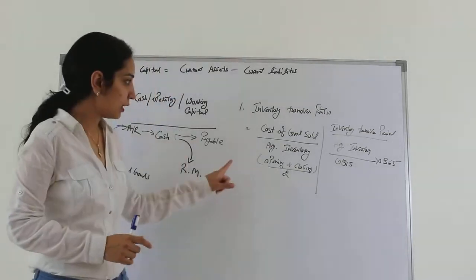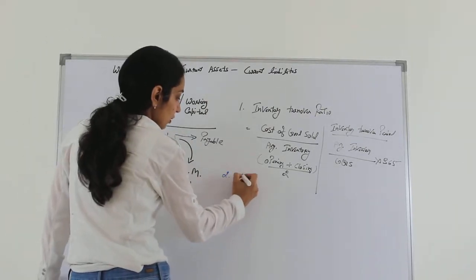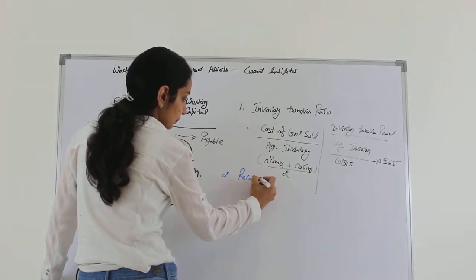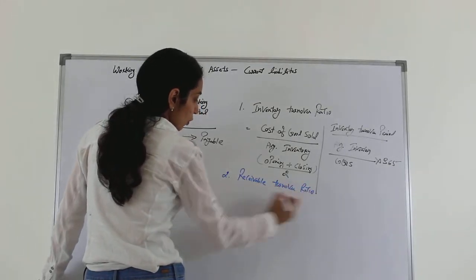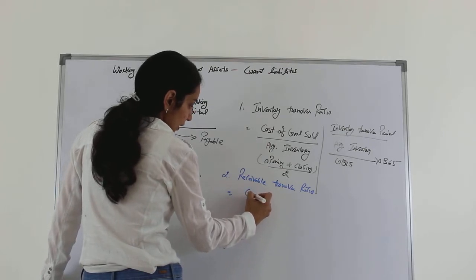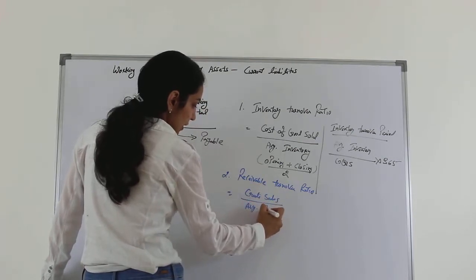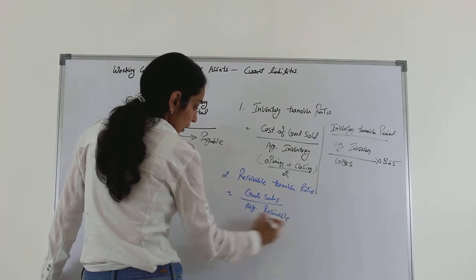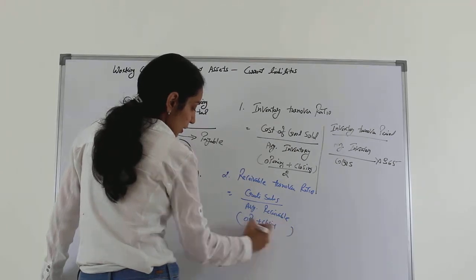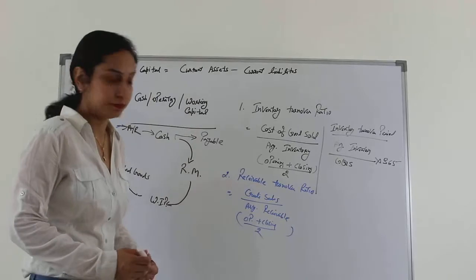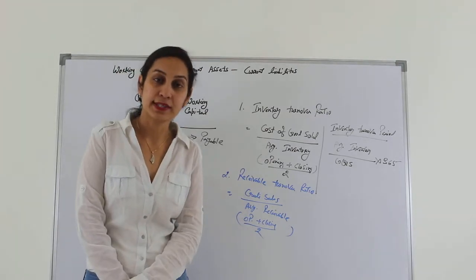Once we understood the inventory turnover ratio, let's try to understand the second ratio, which is the receivable turnover ratio. The formula is credit sale divided by average receivables. How do we calculate average receivable? Opening plus closing receivable divided by 2. This gives us average receivable. So the formula is credit sale divided by average receivable.